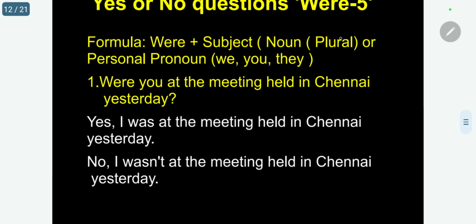Now, I will use nearly 10 sentences to give a clear idea to understand the utilization of "were". Were you at the meeting held in Chennai yesterday? Were you at the meeting held in Chennai yesterday?